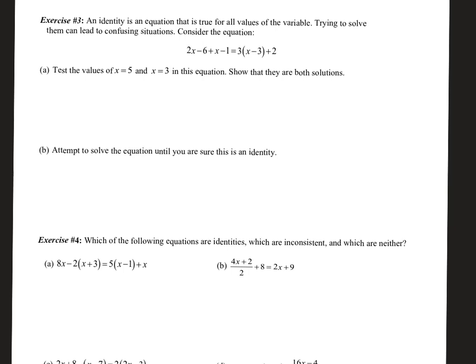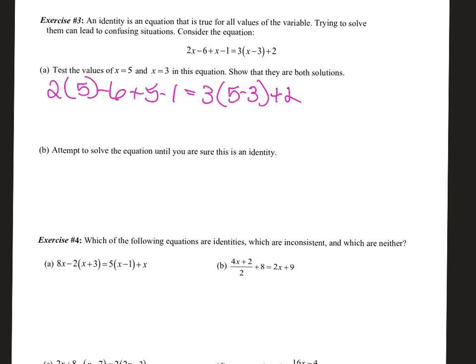All right, so on the next page, exercise 3 says an identity is an equation that is true for all values of the variable, meaning any x you plug in, the equation is still going to work. Trying to solve them can lead to confusing situations. Consider this equation. So they want us to test the values of 5 and 3 to see that they're both solutions. I'm going to save time. I'm going to do it for you, and I'm going to show you what it looks like.